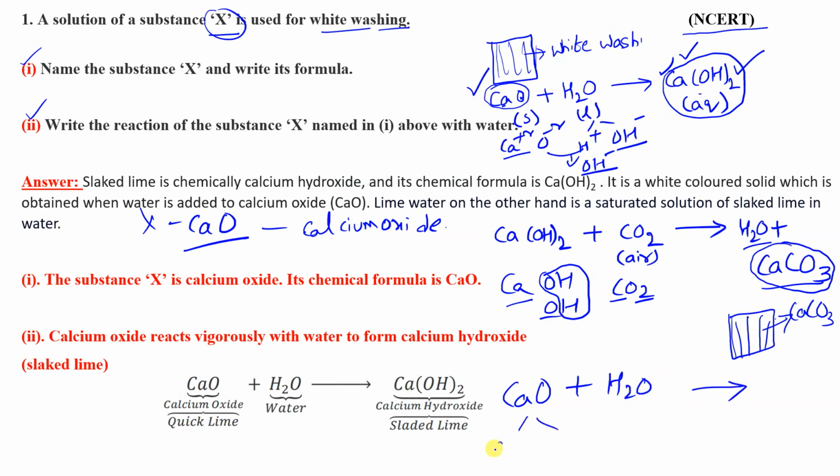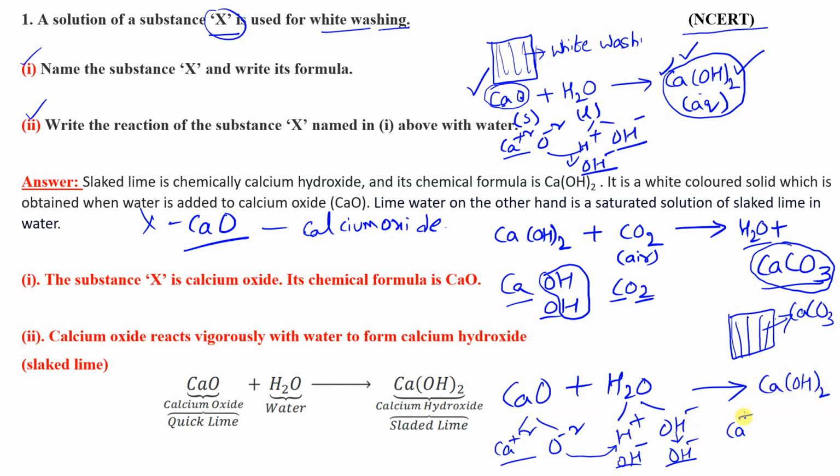So it breaks as calcium plus 2, oxygen minus 2. Water breaks as H plus and OH minus. This minus combines with this plus. It is minus 2, it is plus 1. O and H: minus 2 plus 1 means minus 1. And we have another OH minus. So 2 OH minus are there with 1 calcium. So 1 calcium with 2 OH groups are there.